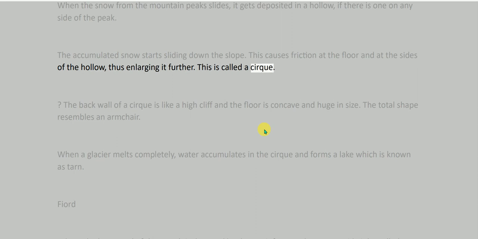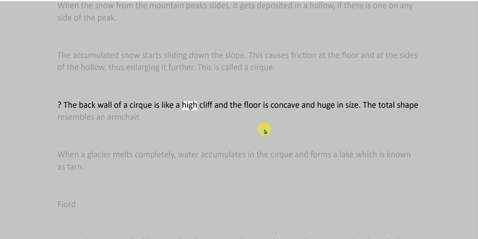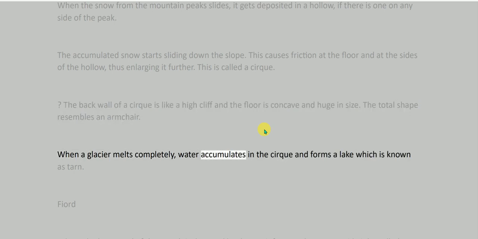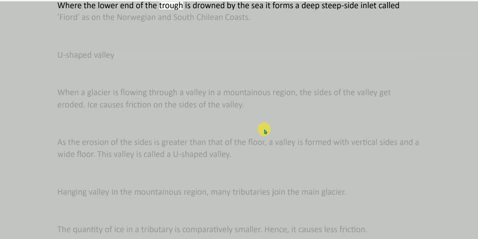This is called a cirque. The back wall of a cirque is like a high cliff and the floor is concave and huge in size. The total shape resembles an armchair. When a glacier melts completely, water accumulates in the cirque and forms a lake which is known as a tarn. Fjord. Where the lower end of the trough is drowned by the sea, it forms a deep, steep-sided inlet called a fjord, as on the Norwegian and South Chilean coasts.